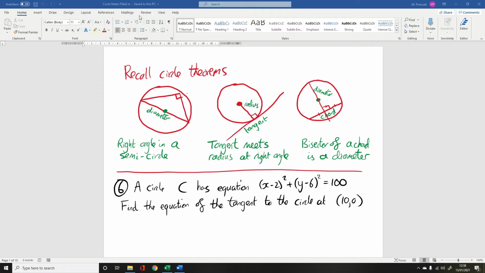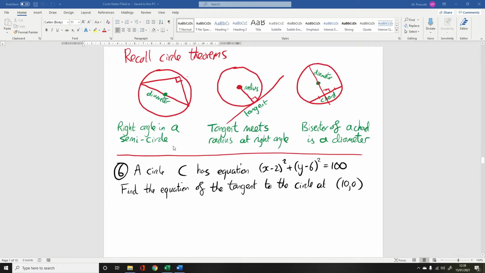And you can see here that there's three circle theorems that are relevant to us because they feature right angles in them. So we've obviously got a right angle in a semicircle, we've got a tangent and a radius meet at a right angle, and one that people tend not to really know from GCSE, the bisector of a chord is a diameter, and that perpendicular bisector to be precise. So a chord and a diameter will meet at right angles if it's the bisector. So let's see how we can use some of these.